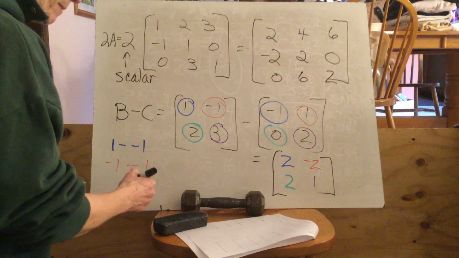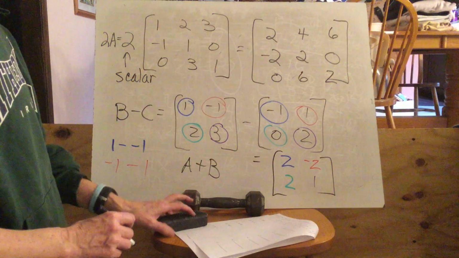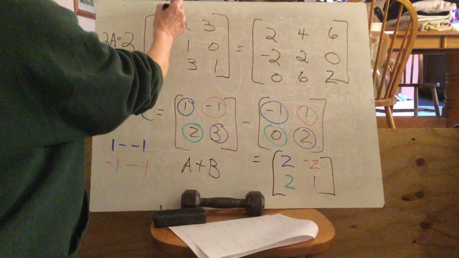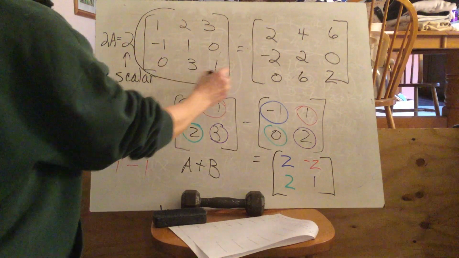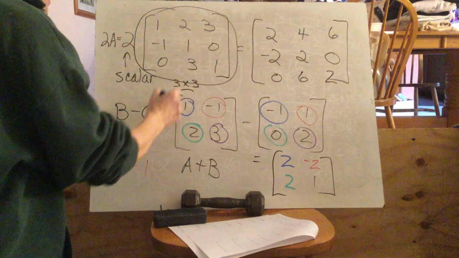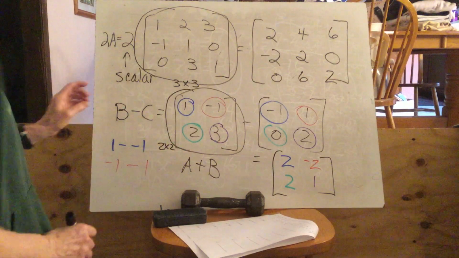Now the next problem says A plus B. I'm not going to write that down because I want you to pay attention. This is matrix A right here. It's a 3 by 3. This is matrix B right here. It's a 2 by 2.